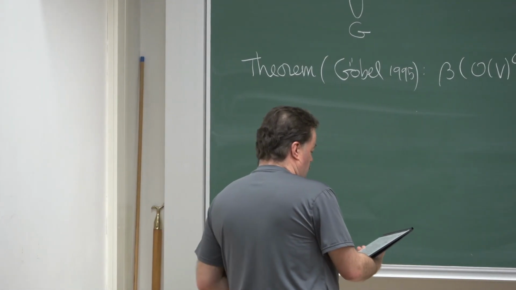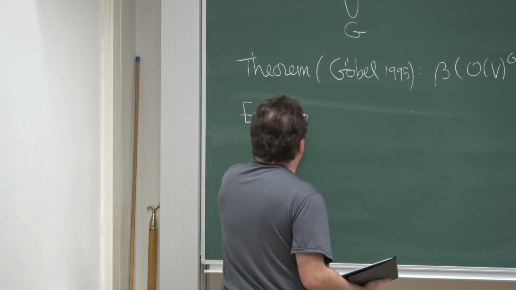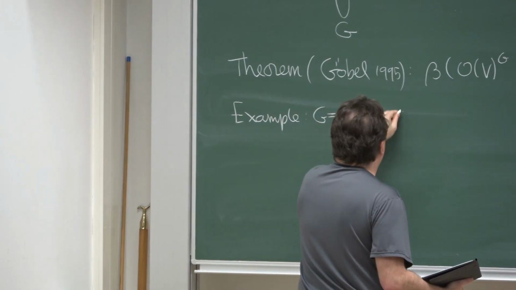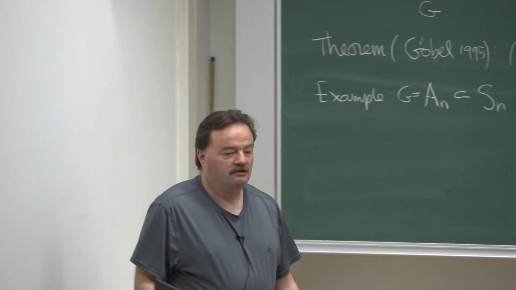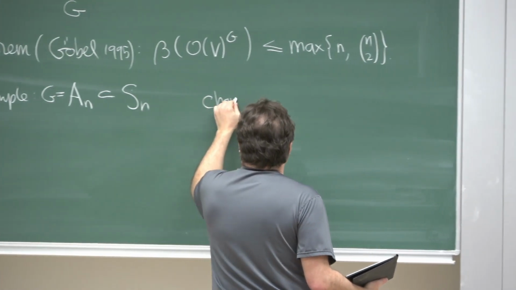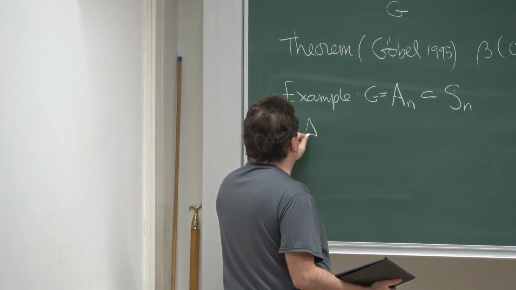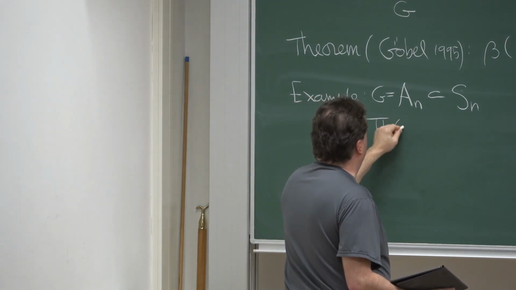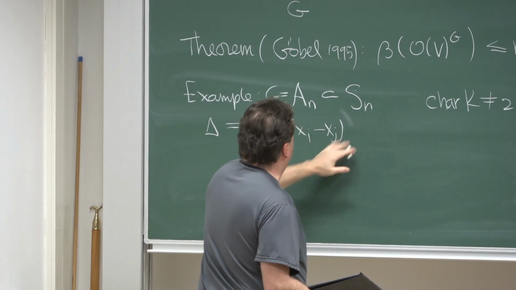Okay. Now, maybe an interesting example is where we take G to be the alternating group. So yesterday there was a question about the case, what if we restrict to the alternating group? So let's take the characteristic of K not equal to 2. And we can define this invariant, which I call delta, which is sort of the discriminant or the square root of the discriminant in a way. Sorry, without the square.